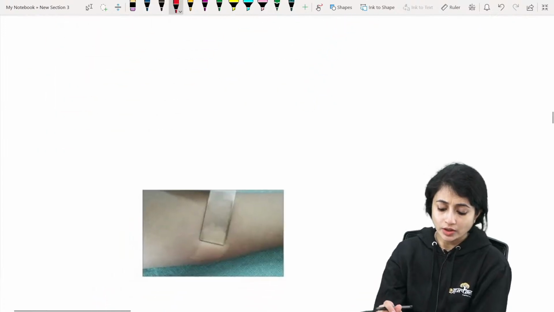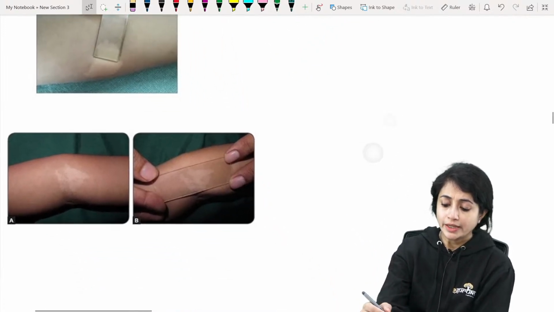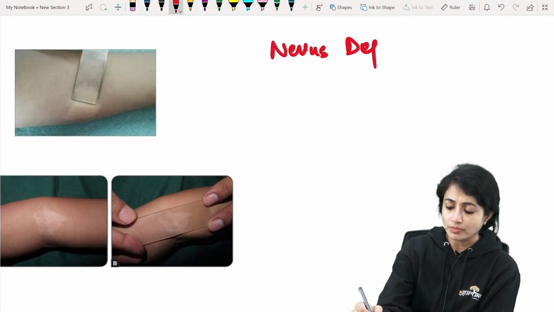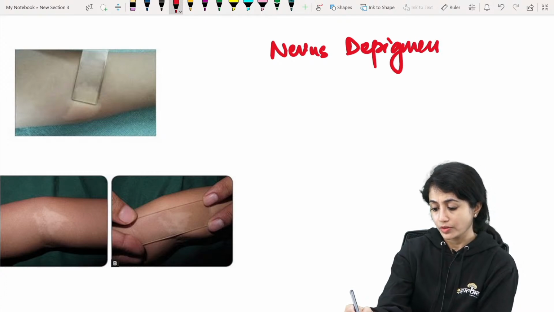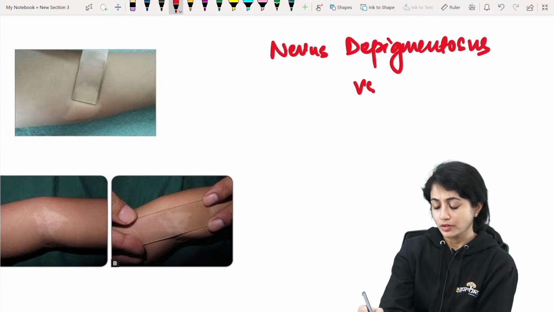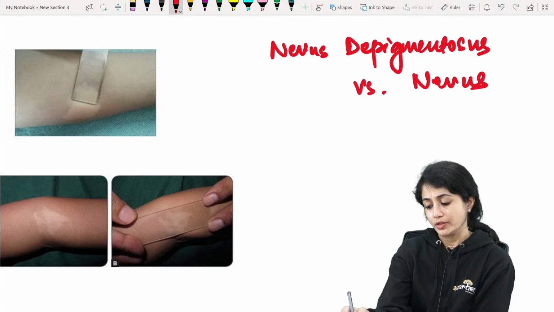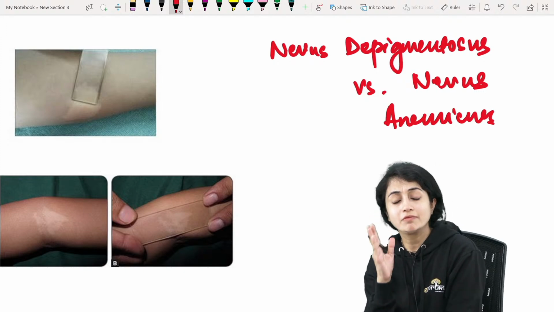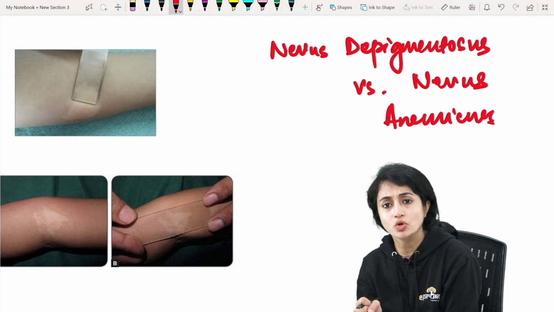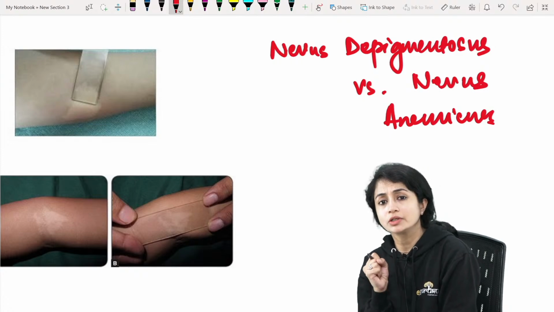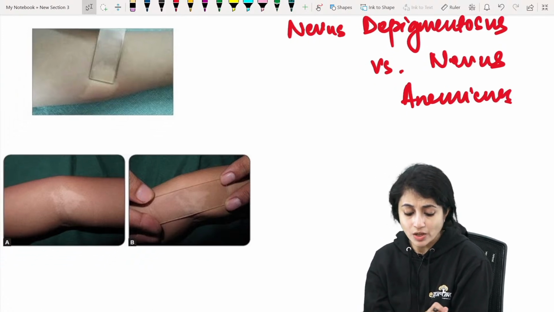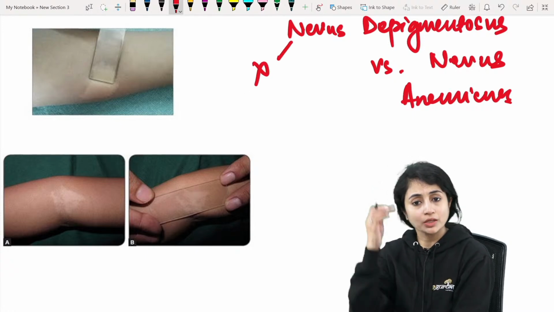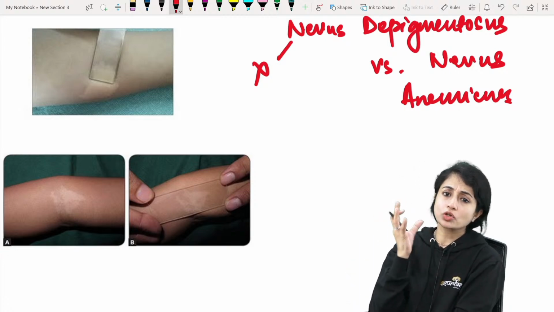Okay. What are the other indications of using a dioscopy? It helps me differentiate between nevus depigmentosus and nevus anemicus. Now, nevus depigmentosus is a developmental defect. There is a congenital loss of melanocytes on that particular area. So, when I try to blanch the lesion, nothing happens. Nothing happens. So, in nevus depigmentosus, nothing will happen. It is a congenital defect where there is loss of melanocytes.